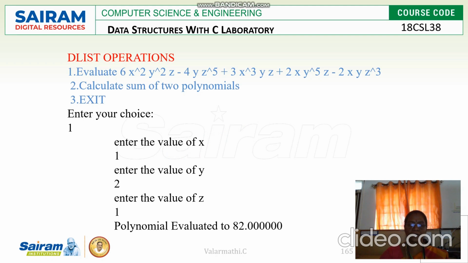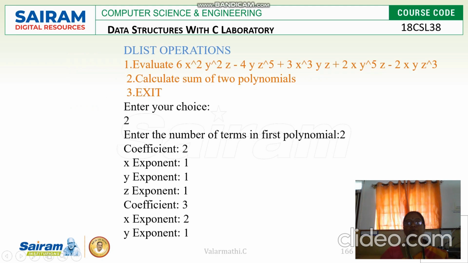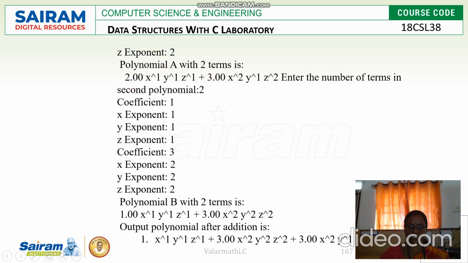Then we'll see the operations of these polynomial operations. So this is the main menu, which is given like this. If you enter the first choice, the value of x is asked, value of y will be asked, value of z will be asked. Then the polynomial is evaluated to 82. Then second option is to add the two polynomials. So first it will ask for the first polynomial terms, the second polynomial terms also are given. Then finally the two polynomials will be added, and the output polynomial will be displayed like that.